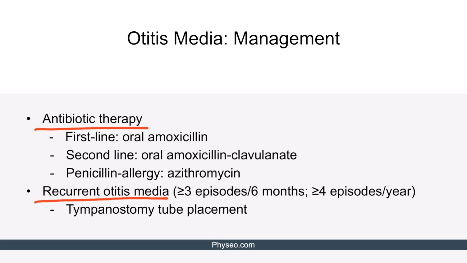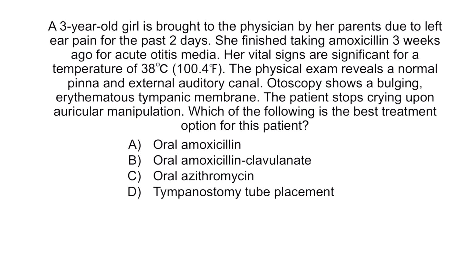Now that we've reviewed the management of acute otitis media, let's conclude this lecture with a multiple choice question. A 3-year-old girl is brought to the physician by her parents due to left ear pain for the past 2 days. She finished taking amoxicillin 3 weeks ago for acute otitis media. Her vital signs are significant for a temperature of 38 degrees Celsius. The physical exam reveals a normal pinna and external auditory canal. Otoscopy shows a bulging erythematous tympanic membrane. The patient stops crying upon auricular manipulation. Which of the following is the best treatment option for this patient? A. Oral amoxicillin. B. Oral amoxicillin clavulanate. C. Oral azithromycin. Or D. Tympanostomy tube placement.